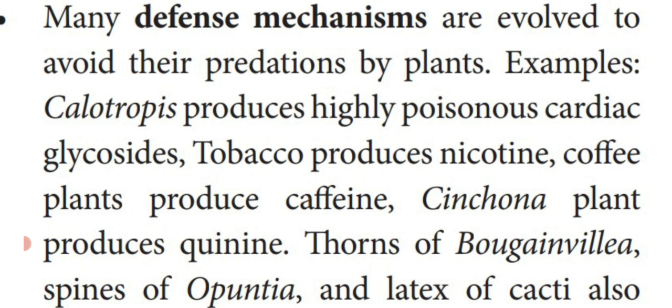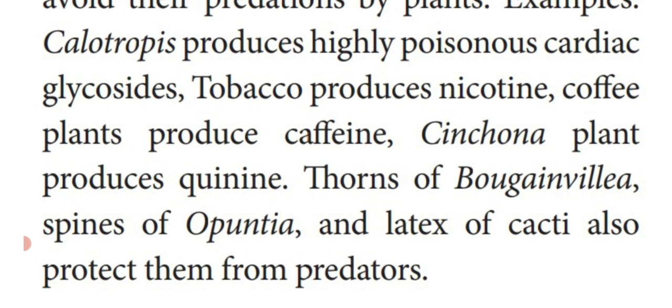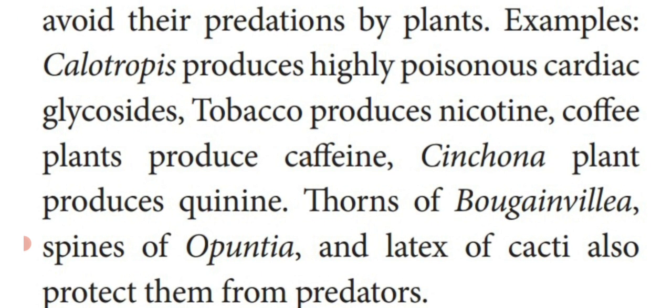Another one, a tobacco plant produces nicotine, an alkaloid which prevents the tobacco from the grazing animals. Coffee plant produces caffeine to escape from the herbivorous animals. Cinchona plants produce quinine as a chemical substance to escape from the animals. Thorns of bougainvillea, they are producing sharp pointed thorns to escape from the grazing animals. Opuntia, they are producing sharp pointed spines to escape from the grazing animals.